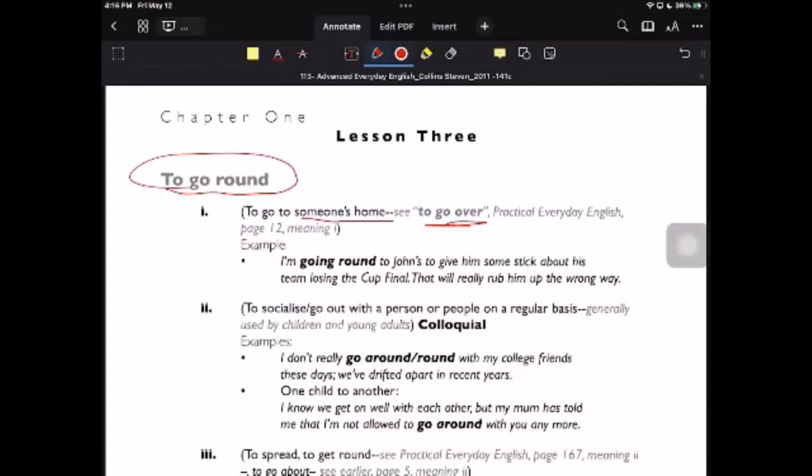So, I'm going around to John's to give him some stick. Do you remember this expression? To give him some stick, to tease him or criticize him about his team losing the cup final. That will really rub him up the wrong way. So we have two expressions from the last session in this example, and the new one here, so you get 3 expressions. You revise at the same time in every single lesson.